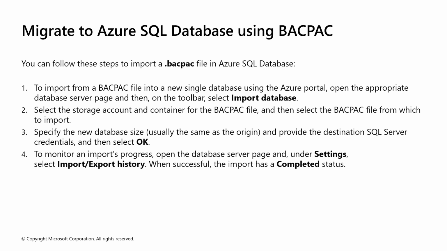What are the steps to import the BACPAC file? We can open the specific database server page in the Azure portal. On the toolbar, we select Import Database. We select the storage account and the container for the BACPAC file. We choose the BACPAC file that we want to import, and then we can specify the new database size, usually the same as the original. We provide the destination SQL Server credentials. We select OK to start the import process.